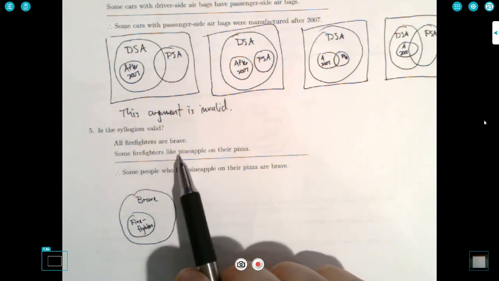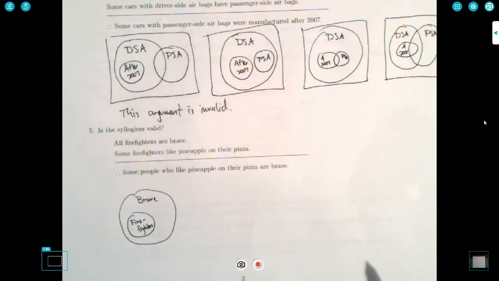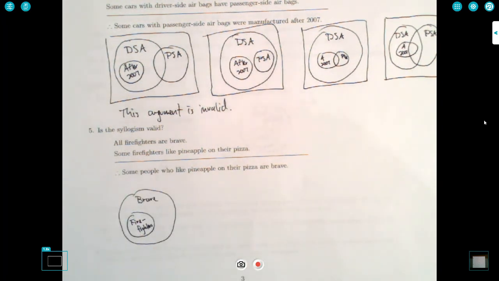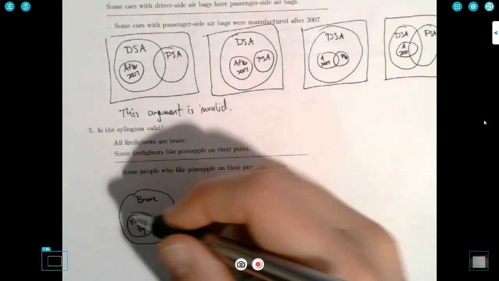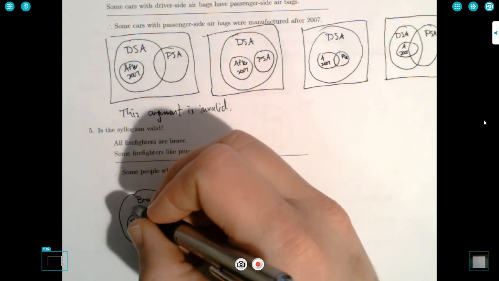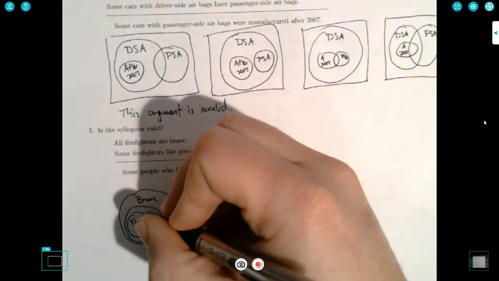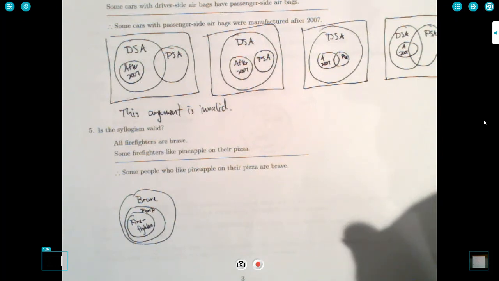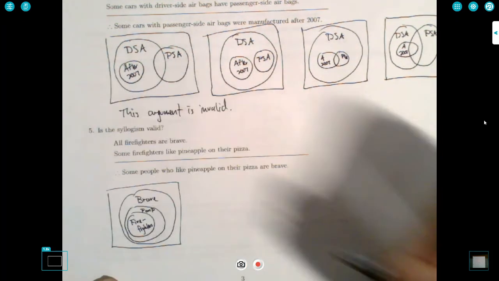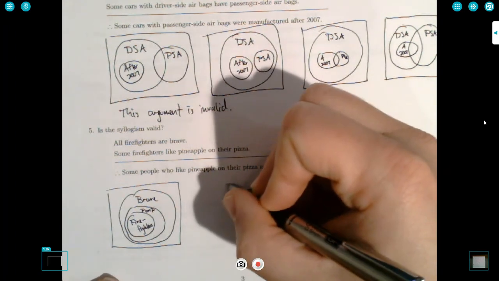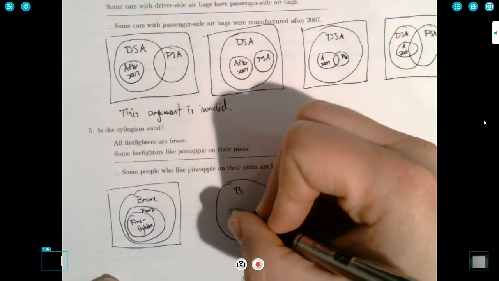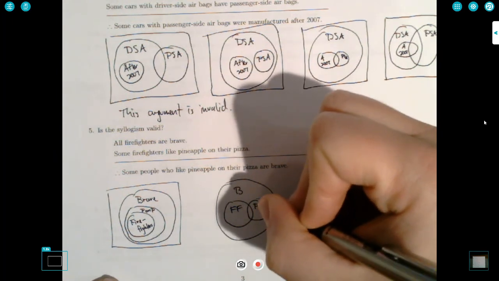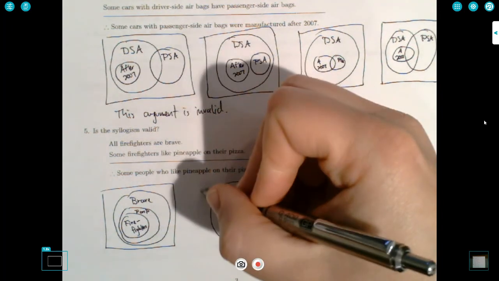Next statement says, some firefighters like pineapple on their pizza. And now here's where this gets crazy, right? Because there's so many different ways to draw that. One way that we could draw it is we could have a circle like this for people who like pineapple on pizza, right? So that's one way we could draw it. Another way we could draw it is you've got brave people, you've got firefighters, and then you've got people who like pineapple on pizza, right? That's another way that you could draw it.